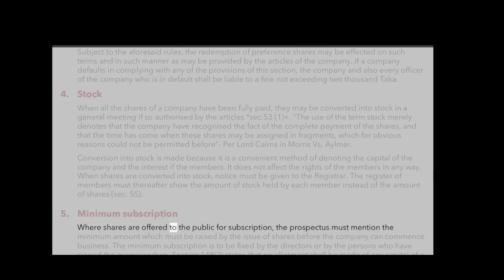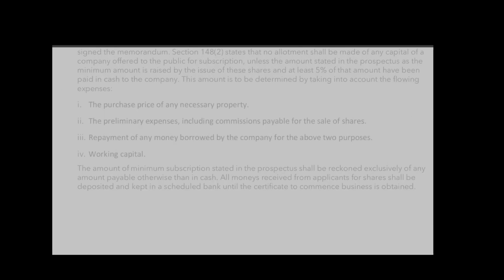5. Minimum subscription. Where shares are offered to the public for subscription, the prospectus must mention the minimum amount which must be raised by the issue of shares before the company can commence business. The minimum subscription is to be fixed by the directors or by the persons who have signed the memorandum. Section 148, 2, states that no allotment shall be made of any capital of a company offered to the public for subscription, unless the amount stated in the prospectus as the minimum amount is raised by the issue of these shares and at least 5% of that amount has been paid in cash to the company.